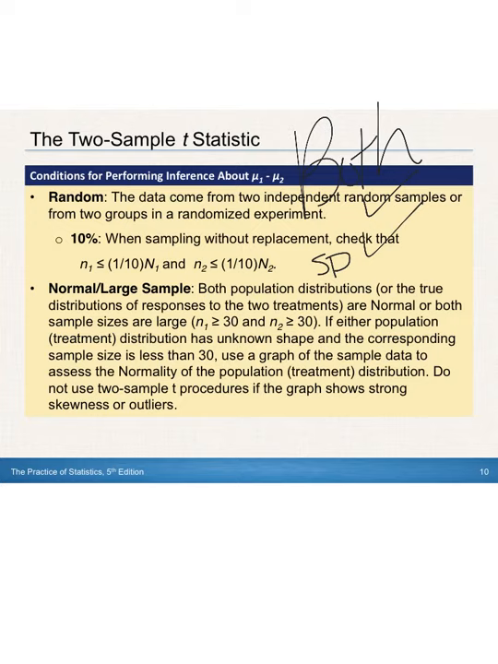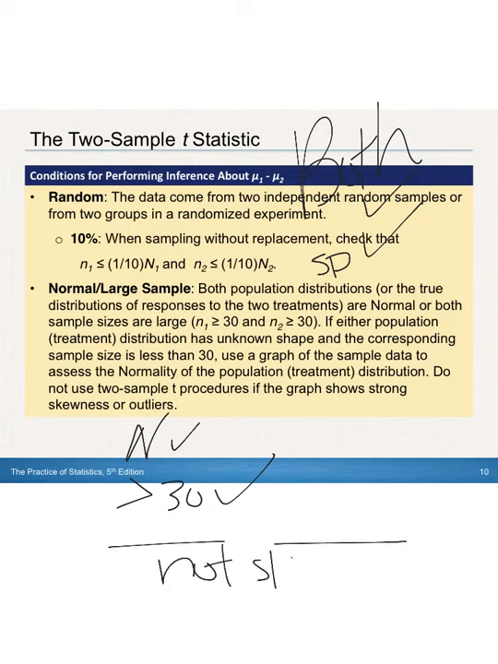And then for the normal or large sample condition, remember the key things you're checking for. If the original populations are normal, you're done. If they're greater than 30, each of them, you're done. If neither of those are met and it's less than 30 and you don't know anything about the original population, then you need to graph each one and make sure that there's not a lot of skewness or outliers. And it's only then can you use t-distributions.